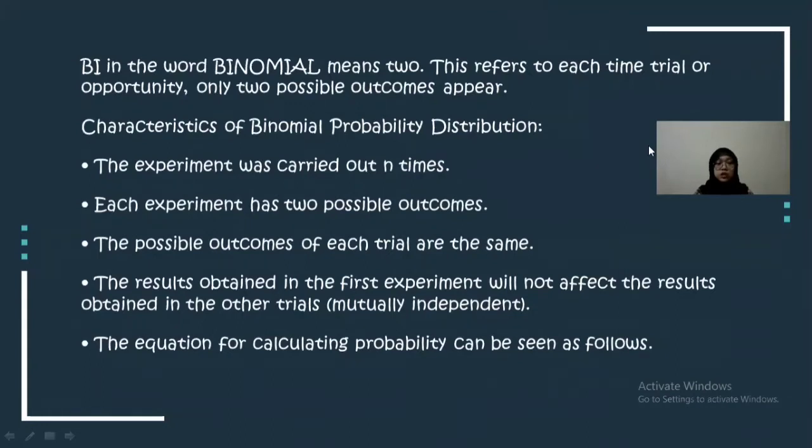Binomial distribution has characteristics. The characteristics of binomial probability distribution are: 1. The experiment is carried out n times. 2. Each experiment has two possible outcomes. 3. The possible outcomes of each trial are the same. 4. The result obtained in the first experiment will not affect the result obtained in the other trials, so they are mutually independent. And 5. The equation for calculating probability can be seen as follows.